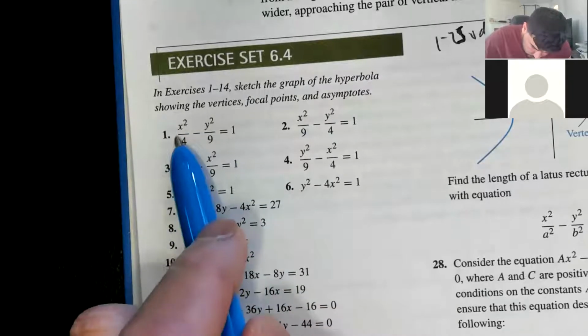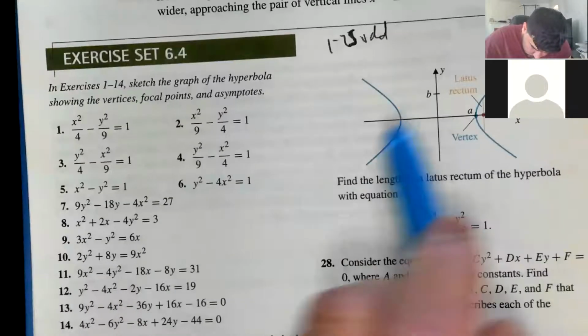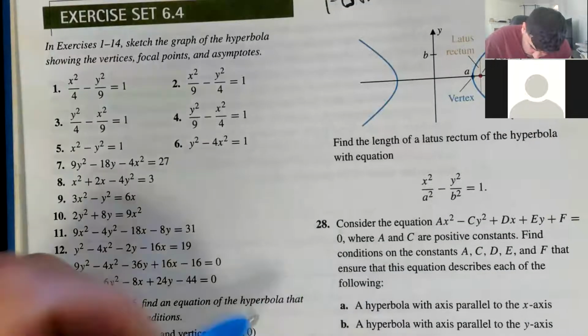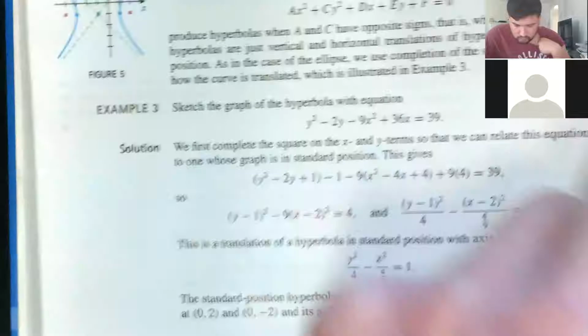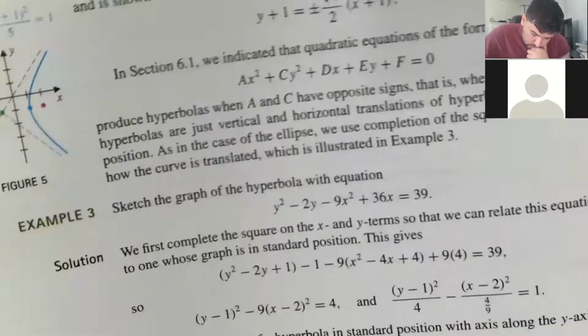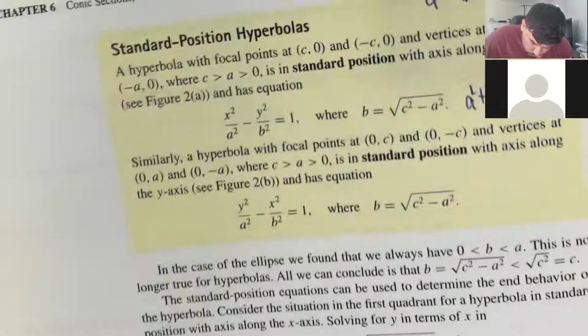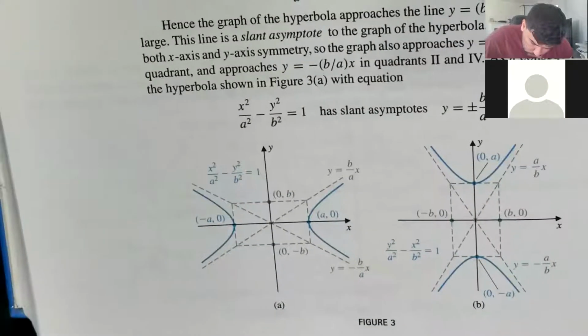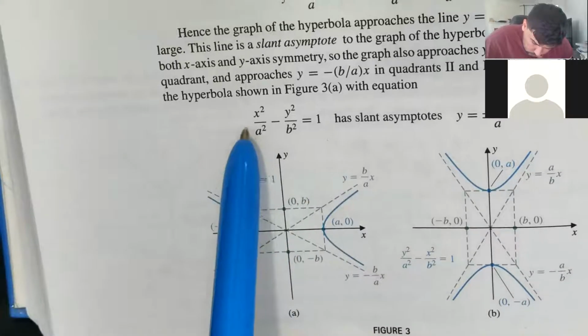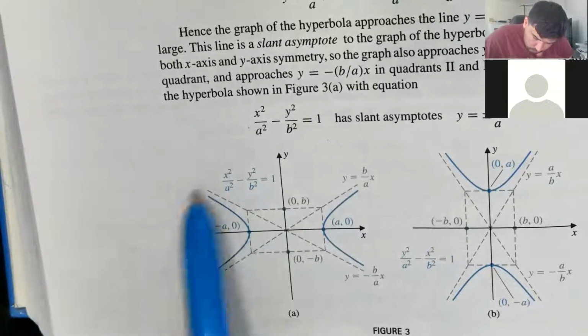If X is positive, Y is negative, I know it looks like this. If Y is positive and X is negative, it's going to go up and down. It's going to be the up and down type of hyperbola. Let me show you that again. A good one to look at and put on your cheat sheet is page 338. X squared over A squared minus Y squared over B squared equals 1. X positive, Y negative, left and right.